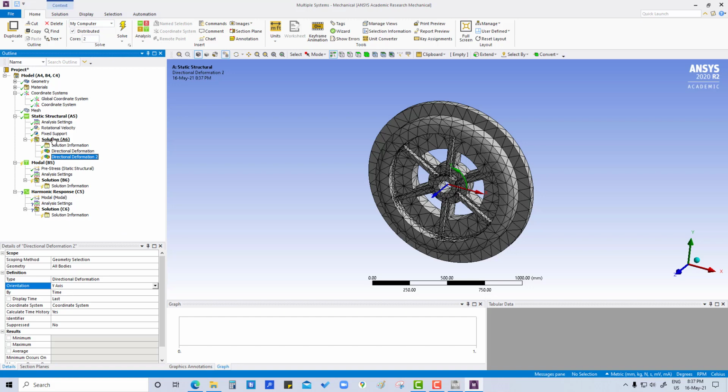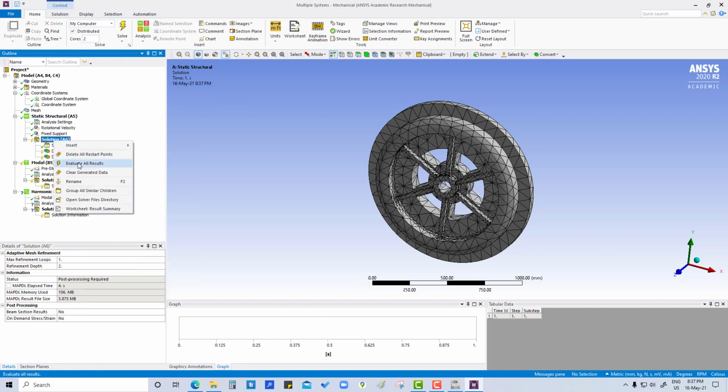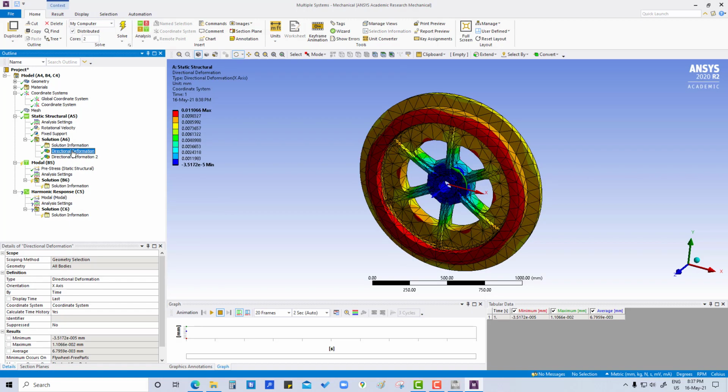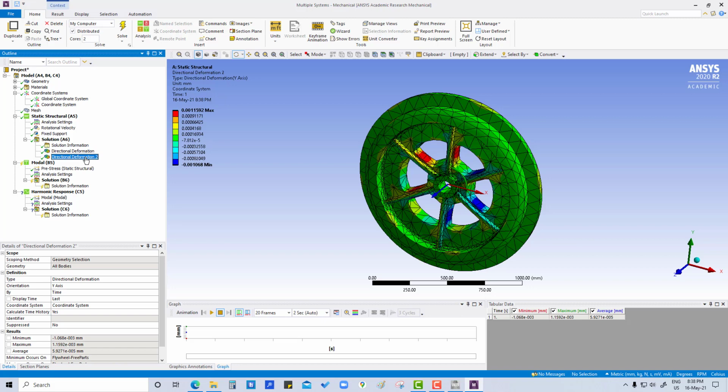Okay. So now we can evaluate all results. So these are deformation in x. This is radial deformation. This is tangential deformation.